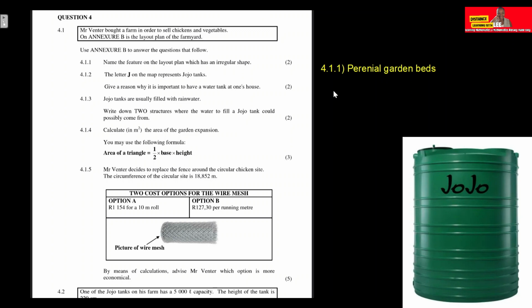It's important to have a water tank, if you can afford to have one and you're living in a property that is big enough to have one, because you can save a lot of water, especially if you're a farmer with a Jojo tank. A Jojo tank stores rainwater, so you can use that rainwater to water your plants or your vegetables and so forth. It's important to have a Jojo tank to save water on irrigation. Instead of using your tap water to water your plants, you can just use the Jojo tank's water.